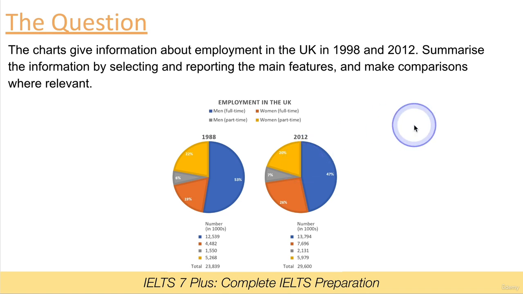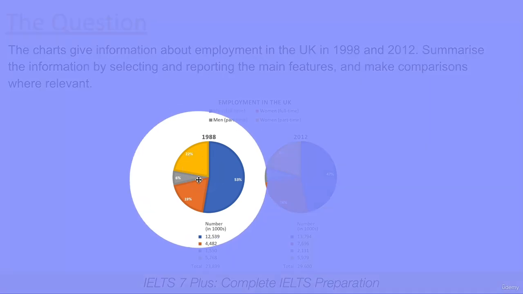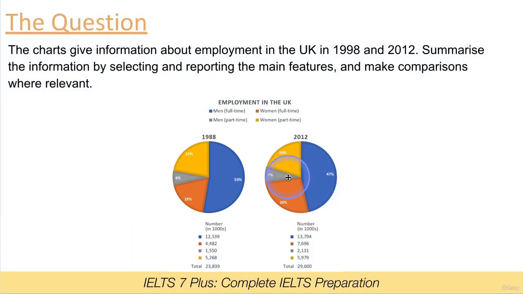Right, here they are. So, employment in the UK, 2 different years. We've got 1988 on the left, and we've got 2012 on the right. Okay, and the key is up here. So we've got men in full-time employment and men in part-time in the blue and the grey. Okay. Initial thoughts, wow, the blue is very significant. So the men in full-time work is a large portion. And then women in full-time and then women in part-time.